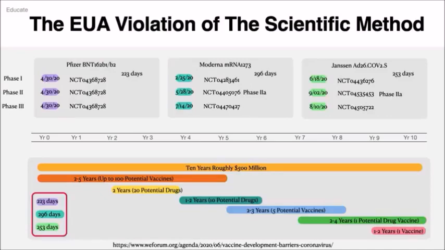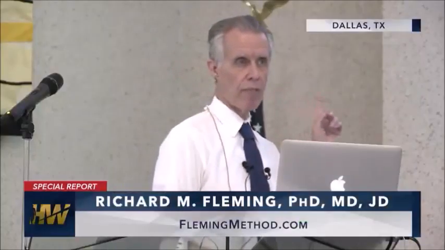These are the same color-coded timelines. Every one of these were EUA approved in less than 10 months. And remember I said you have to go phase 1, phase 2, phase 3? Well, Janssen, or Johnson & Johnson, kind of got their dates flipped around, because they started their phase 3 before they started their phase 2. National Clinical Trials Government website.